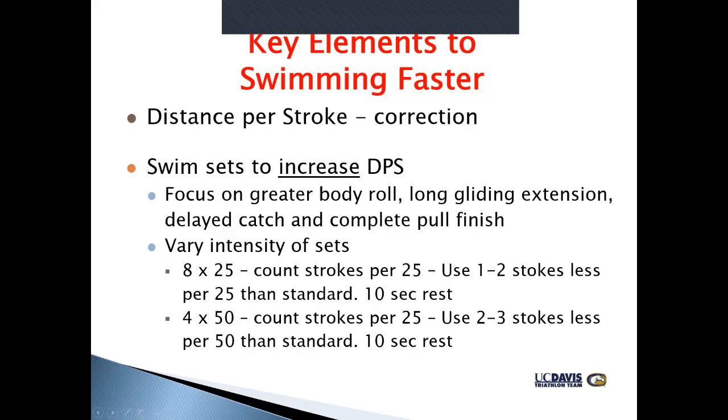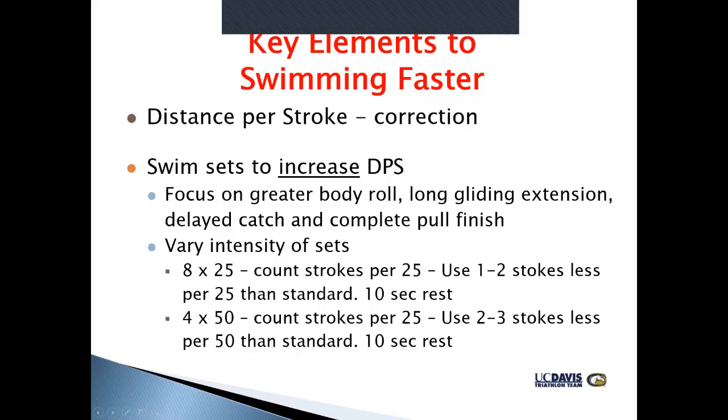And as you're doing these sets listed here, think about those mechanical changes in order to make those changes to your distance per stroke. So you can do 8 times 25, 4 times 50. Usually the sets are fairly low in distance. And for each of those 25s in these sets, count the number of strokes. And when you do 25s, typically try to use 1 to 2 strokes less per 25 than what you establish as your standard. If you're doing 50s, maybe 2 to 3 strokes per 50 less than what you consider standard.